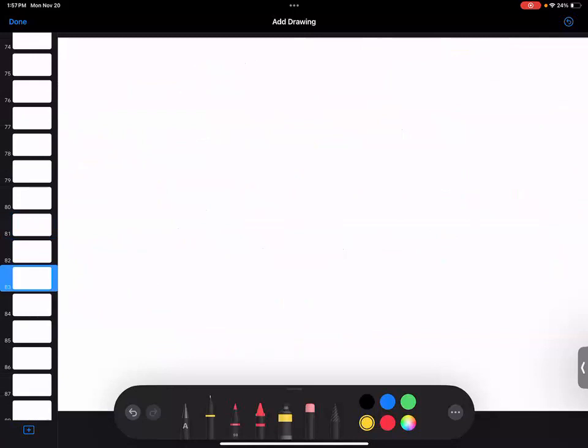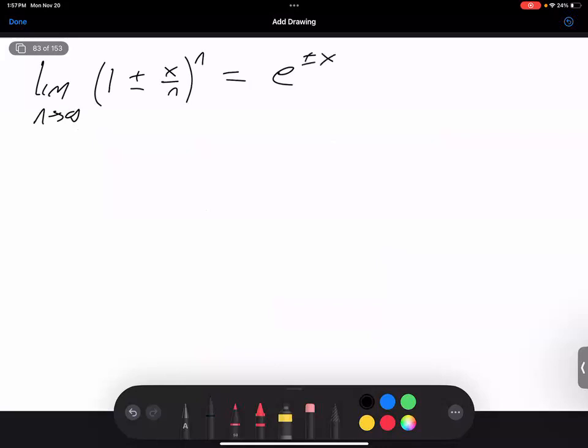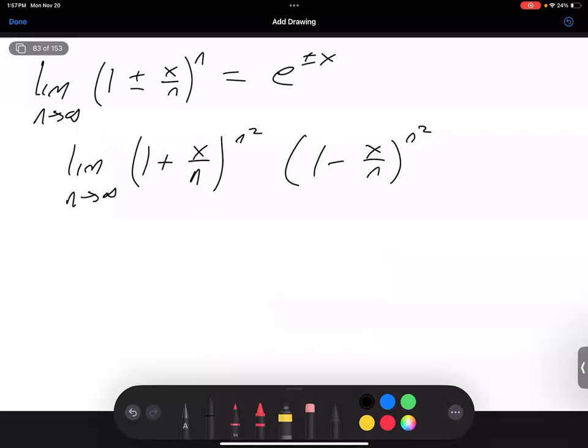As an aside, just to warn you about some things. What is the limit as n goes to infinity of 1 plus or minus x over n to the n? Okay, so what's the limit as n goes to infinity of 1 plus x over n to the n, times 1 minus x over n to the n, that is, to the n squared?